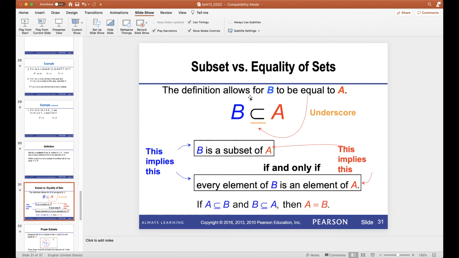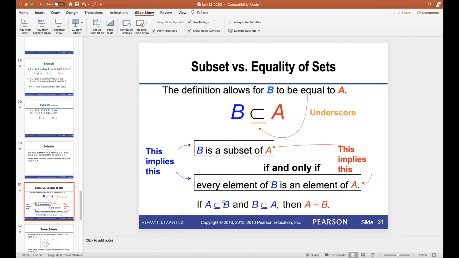All right, so the definition allows for B to be equal to A. So B is a subset of A, which implies that every element of B is in A. And then if you do the reverse, if A is a subset of B and B is a subset of A, then you're telling me that A is equal to B, because there's nothing missing from one set to the other.